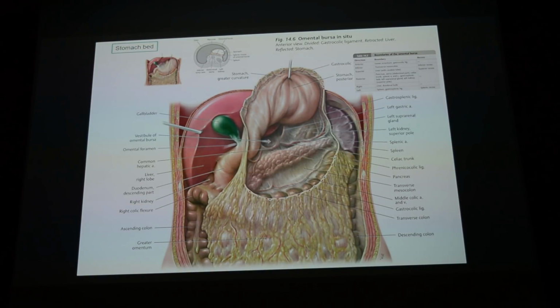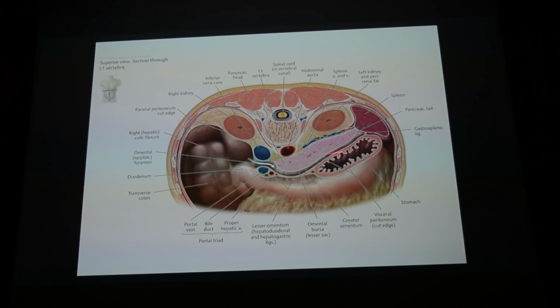Are we clear with the omental bursa? Are we clear with the stomach bed? These are the structures that make the stomach bed. Now you can see in this image, this is the stomach, this is the pancreas. Can you see the space in between?